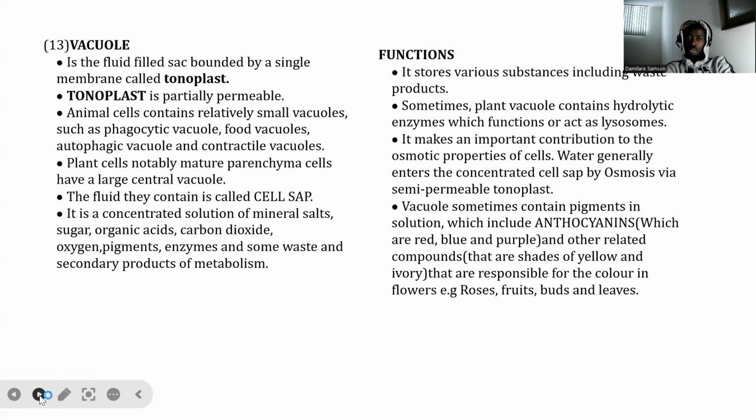And this cell sap is made up of mineral salts, sugar, organic acid, carbon dioxide, oxygen, pigments, enzymes, waste, secondary product of metabolism, and so on and so forth. Which automatically means, because it has all this, it is going to be concentrated. And that also makes us able to talk about osmosis, diffusion, and all those things in between the cell, how they absorb materials from the soil through the root to the stem and to every other part of the plant.